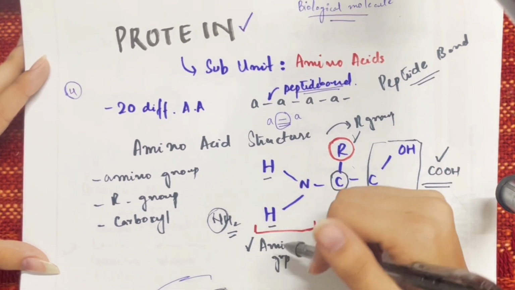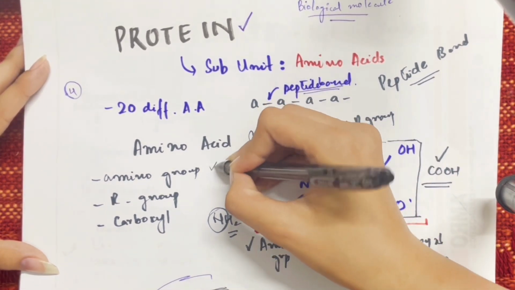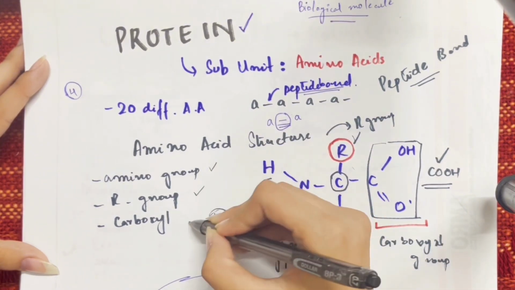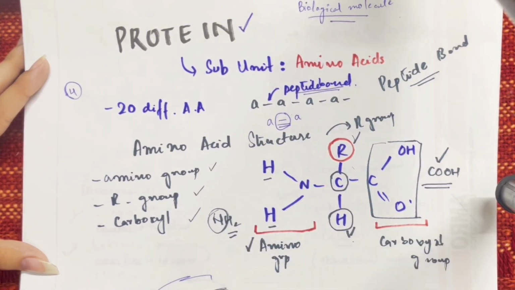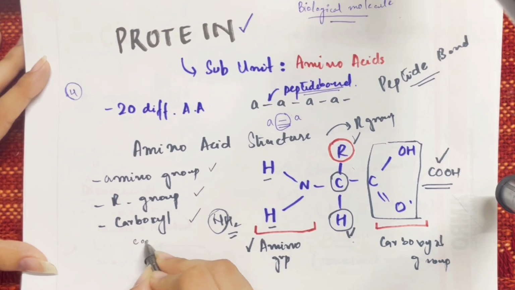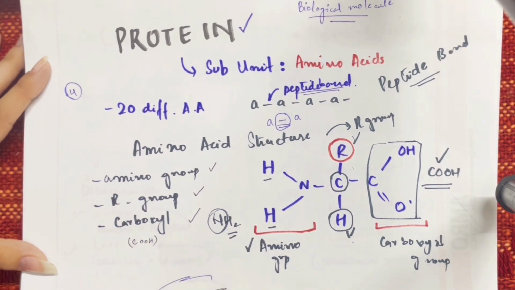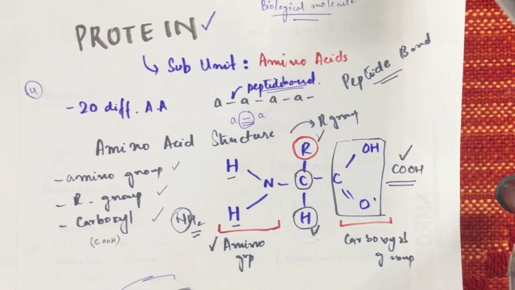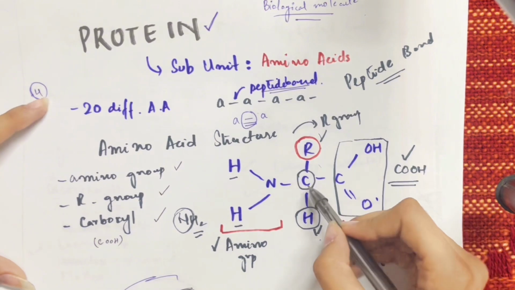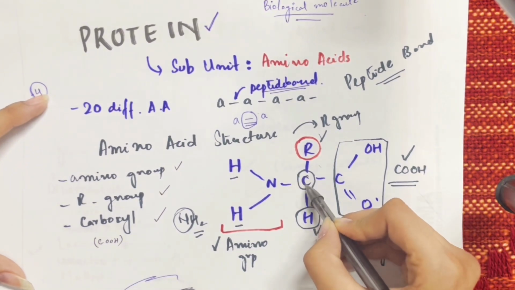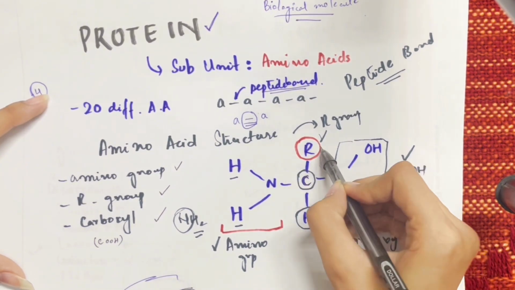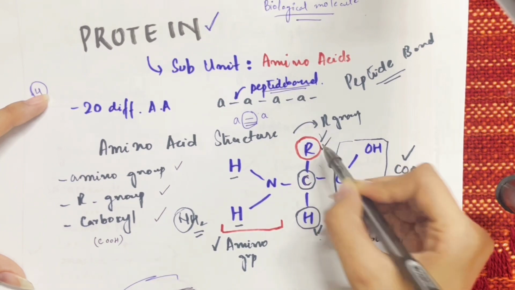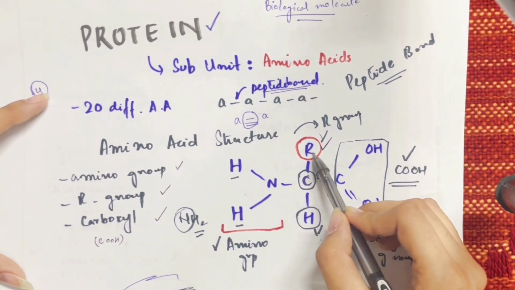So the amino acid structure contains the amino group, it contains the R group, and it contains the carboxyl group. The carboxyl group basically means the COOH group, and the R group may contain any carbon group. Let's talk about it by giving a review of this structure. This is the central atom that we say is the carbon atom. Then we have the R group, as we have talked about in the amino acid structure.